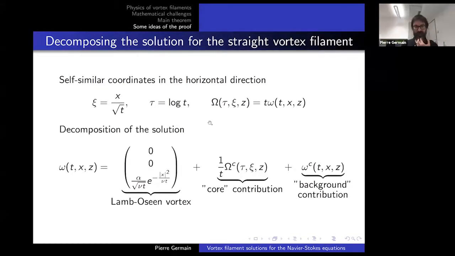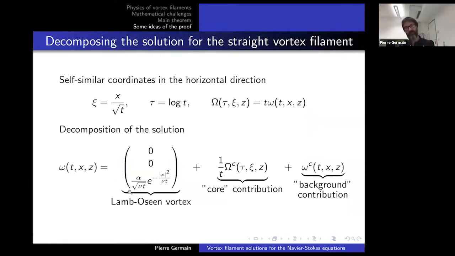And then we consider the following decomposition. Once again, we're looking at the straight vortex filament. Initially, the vorticity is supported on a line. And then as time goes by, what you see is the Lamb-Oseen vortex. And then there is stuff that is going to come, because of the perturbation that you put initially. So not only do you have the Lamb-Oseen vortex, but you also have a so-called core contribution here, which lives at the same scaling as the Lamb-Oseen vortex.